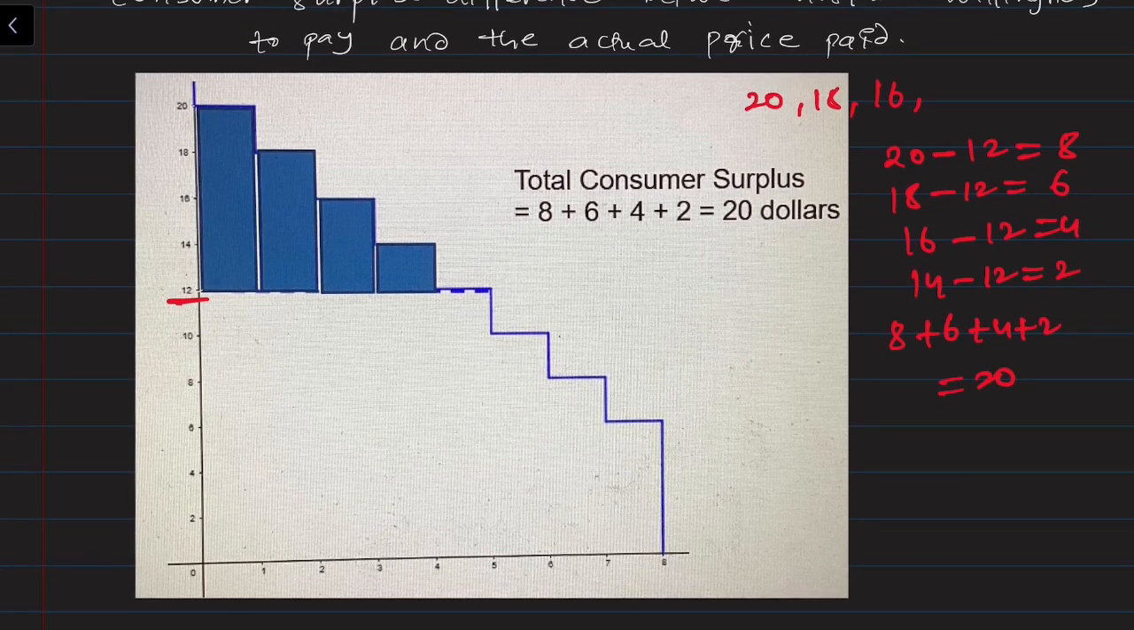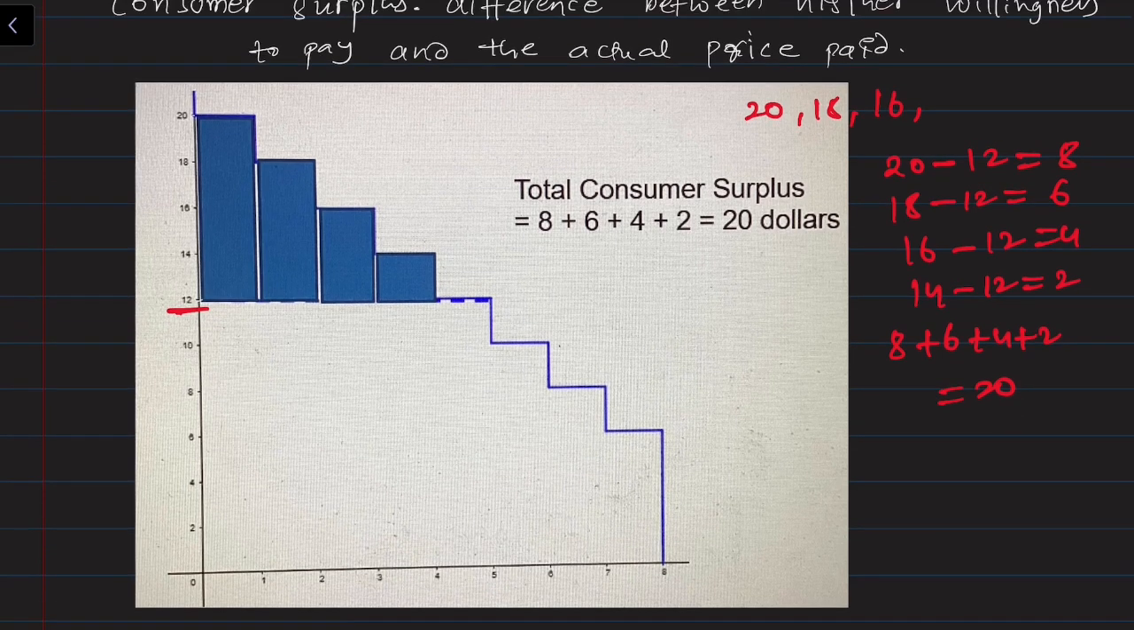We can also find the consumer surplus from the graph by calculating the area of each rectangle. What is the area of the bigger rectangle? Area is basically base times height. The base is nothing but 1 unit, and the height is 20 minus 12, which is 8. So this is 8 times 1, which is 8 again.